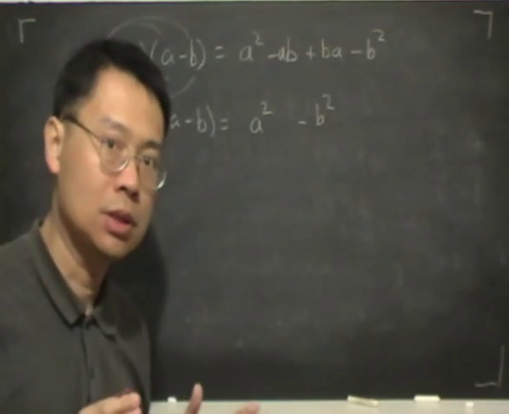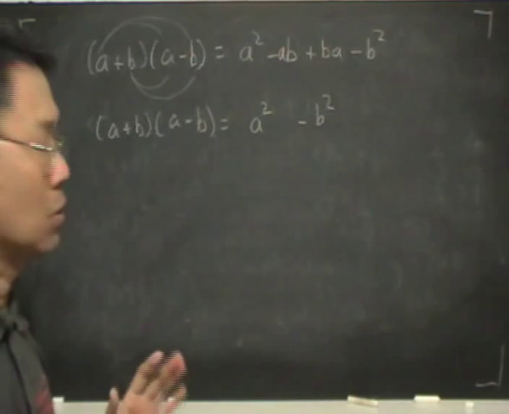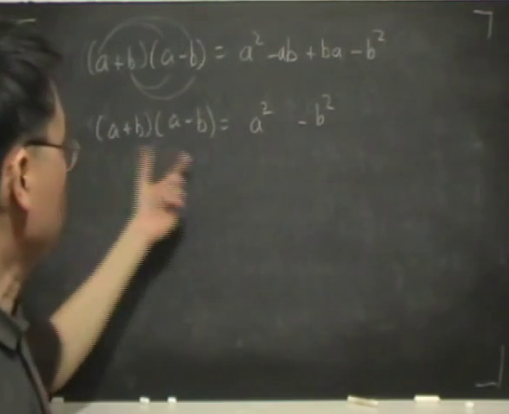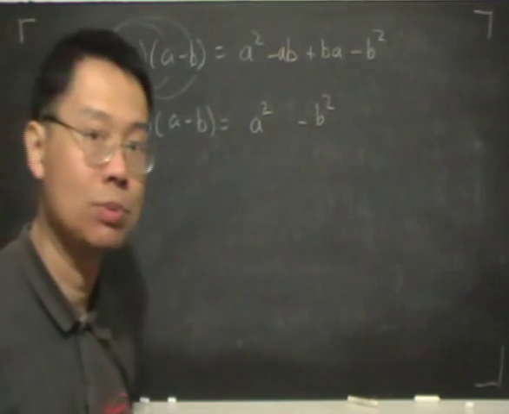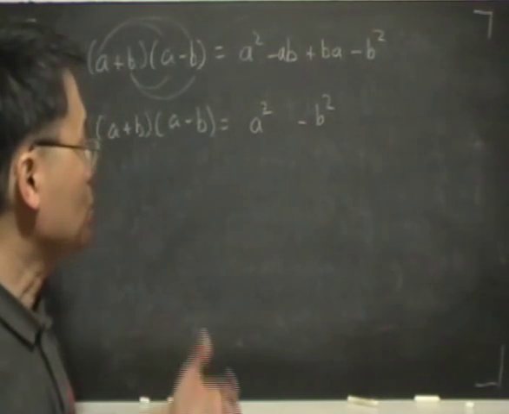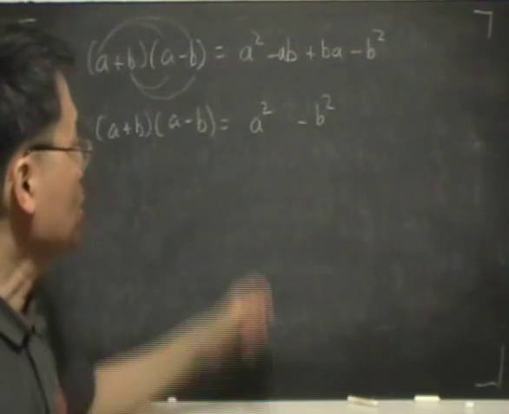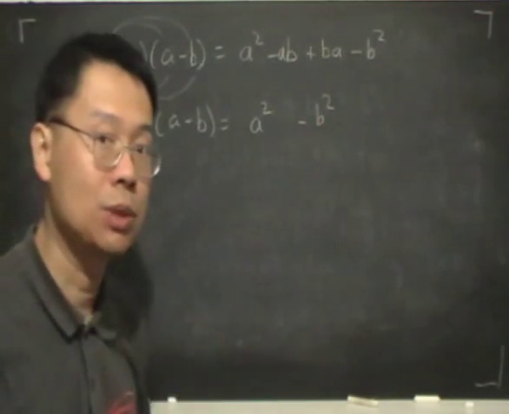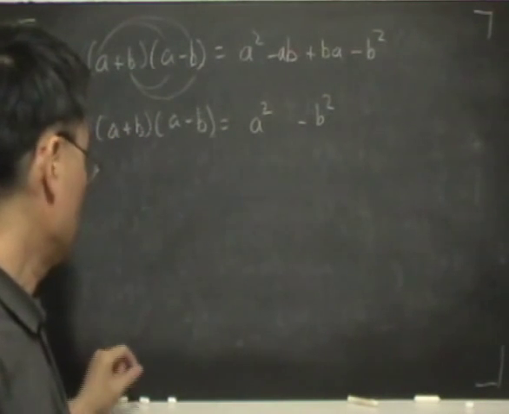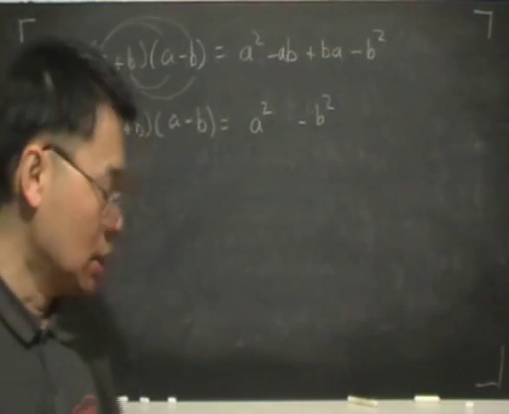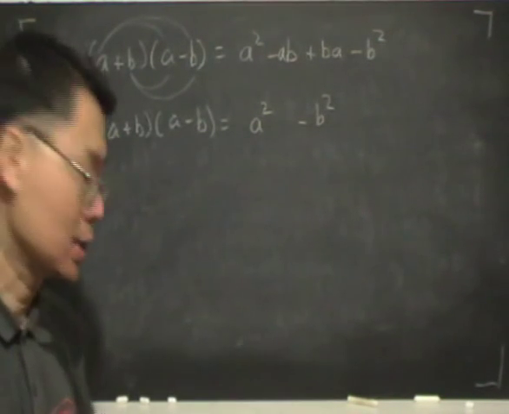And this is not a perfect square, but this is a factorization of A squared minus B squared. So this can come in useful if you need to factorize an expression that looks like A squared minus B squared. What kind of expression would look like A squared minus B squared? So let's think of an example.